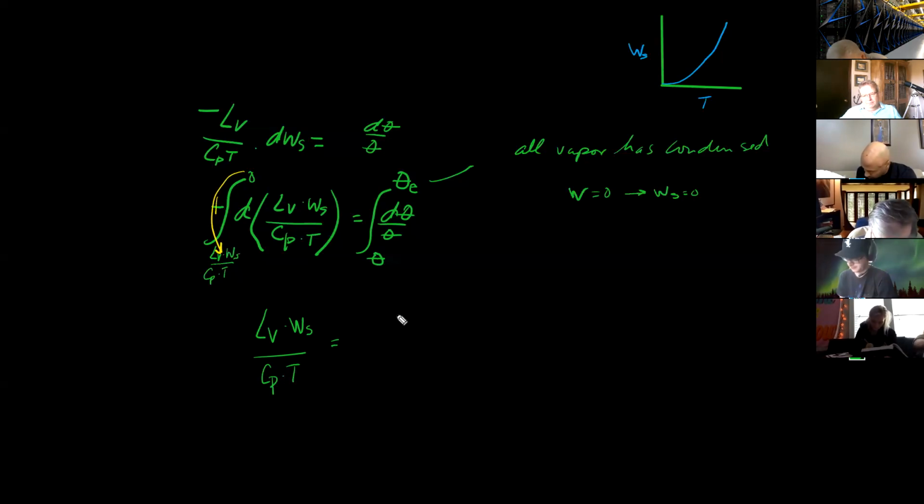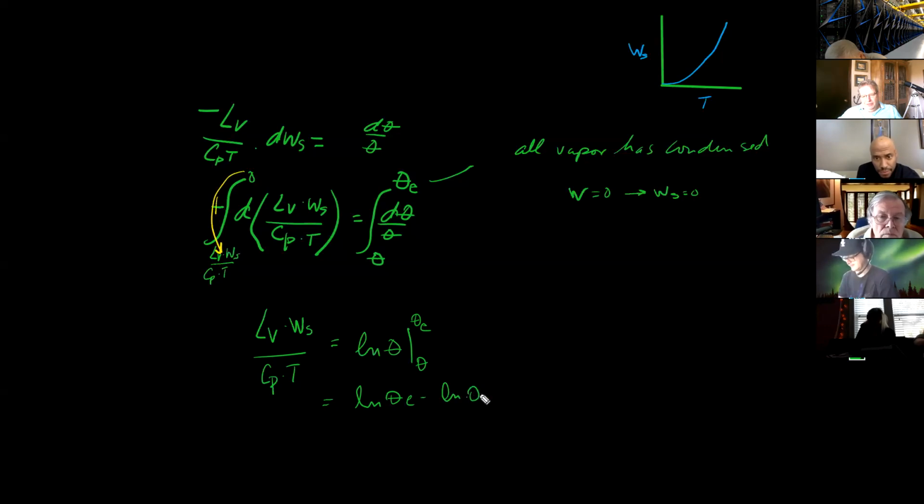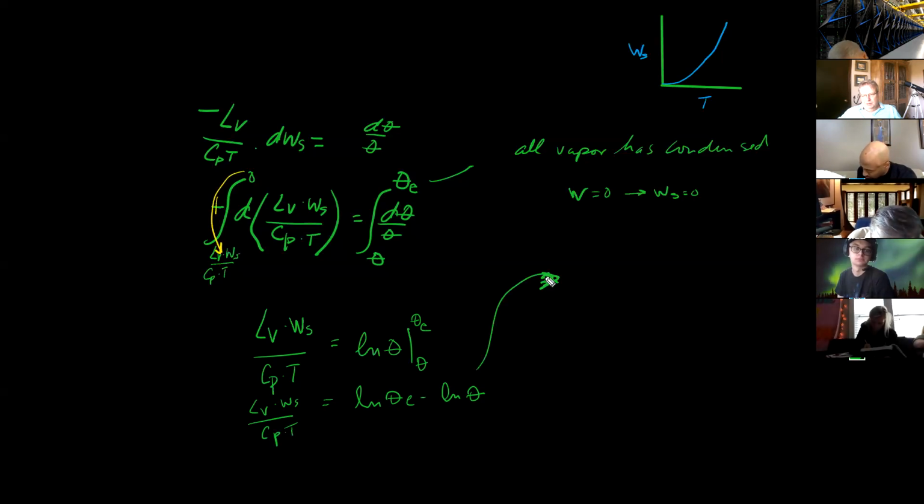What does the right side become? What's the integration? Negative theta, 1 over theta squared? No, integrate. Log theta, evaluated from theta to theta E, which by rules of logs becomes the natural log of theta E minus the natural log of theta equals LV WS over CPT. And I'm going to go up here just because it's easier. This becomes LV WS over CPT plus natural log of theta equals the natural log of theta E.